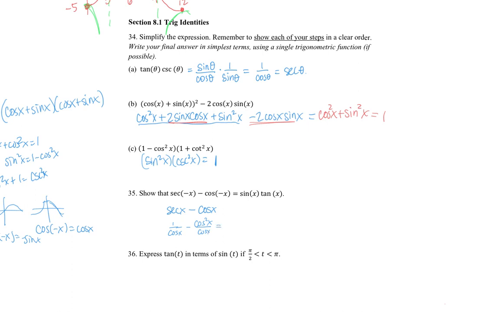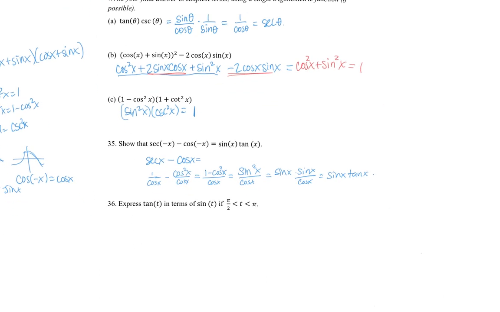And then that gives me 1 minus cosine squared x, over cosine x, which is equal to sine squared x over cosine x, which is equal to sine x times sine x over cosine x, which is equal to sine x tangent x, which is where I was heading.